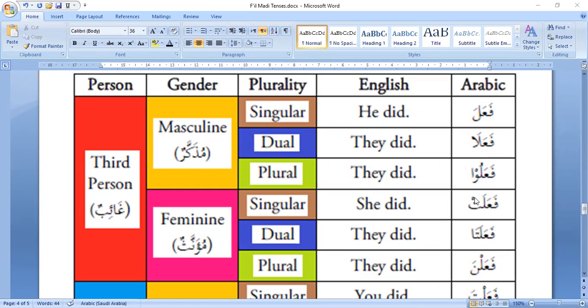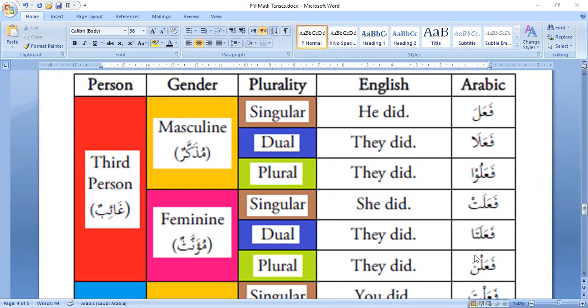Fa'alat, okay, there's a ta there, it's feminine. There's no alif, that's a singular feminine. Fa'alata, ta, feminine. Oh, there's an alif, that means it's dual. Fa'alna, okay, there's a noon. This noon is special, it's a sign of feminine plural. Fa'alna is feminine plural, like that. So you look at the signs and then you try to understand it.